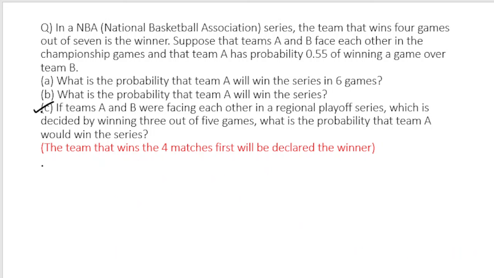Now let us do the third part. If team A and B were facing each other in a regional playoff series, which is decided by winning 3 games, 3 out of 5 games, what is the probability that team A would win the series? Now they are just playing the 5 matches. So in this case, what is the situation here? The situation here is different. The situation here is that X is equal to 5, right? And they have to win how many matches? They have to win 3 matches out of the 5 matches.